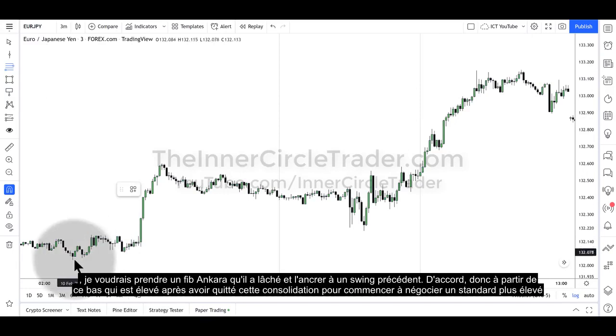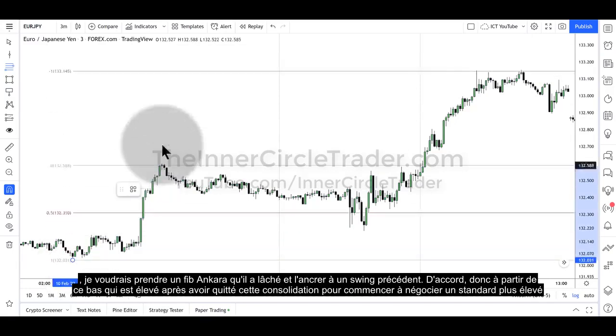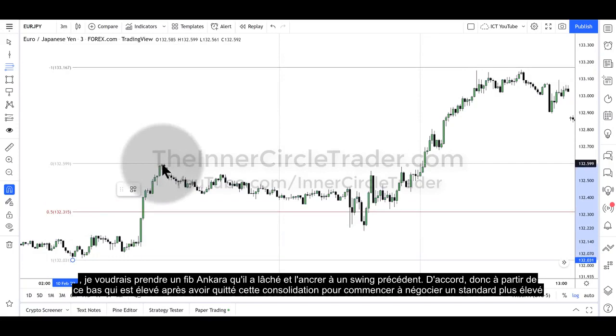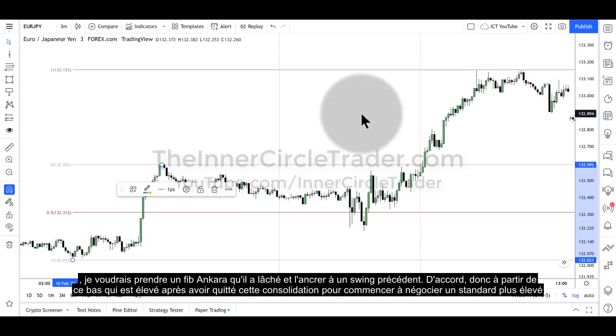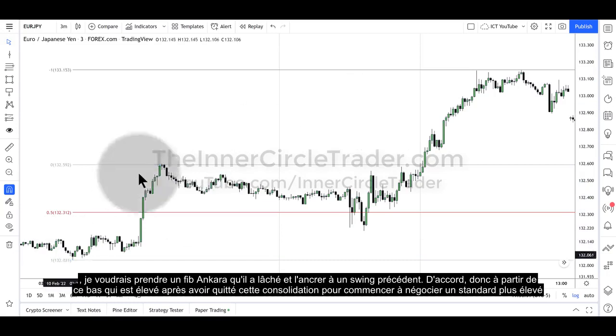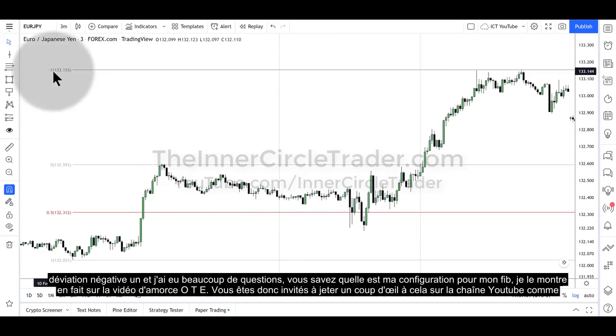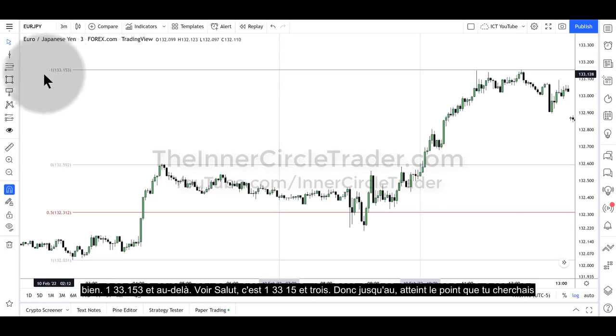Well, I like to take a fib and anchor it to a previous swing. So from this low to this high, after we leave this consolidation and start to trade higher, standard deviation -1. I got a lot of questions: what's my setup for my fib? I actually show that in the OTE primer video, so you're welcome to go take a look at that on the YouTube channel as well.